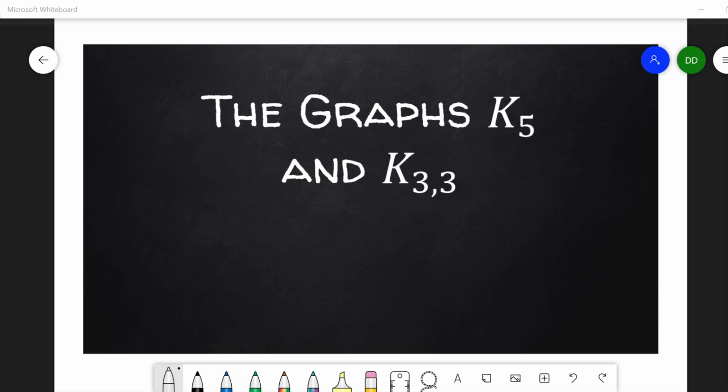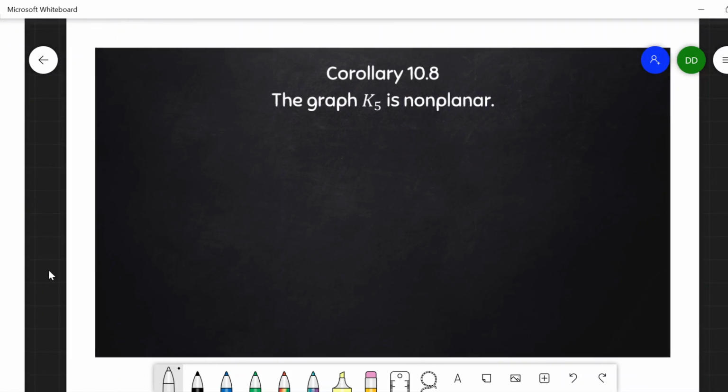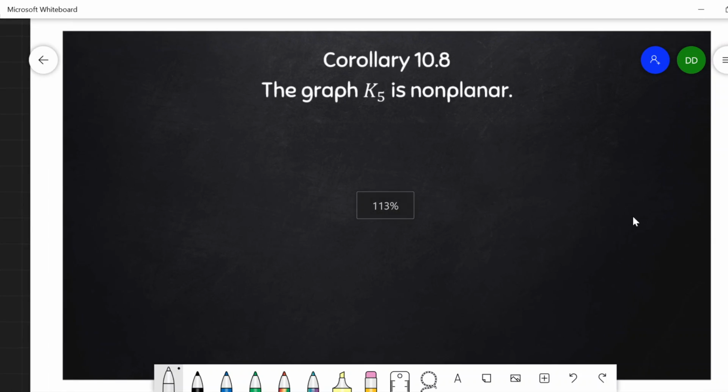In this video, we establish the non-planarity of two, as will turn out, very important graphs in terms of non-planarity. These two graphs are K5 and K33. We quickly proved this earlier, but I'll run through the idea again that the graph K5 is non-planar.